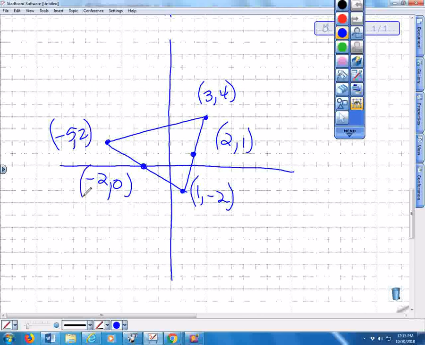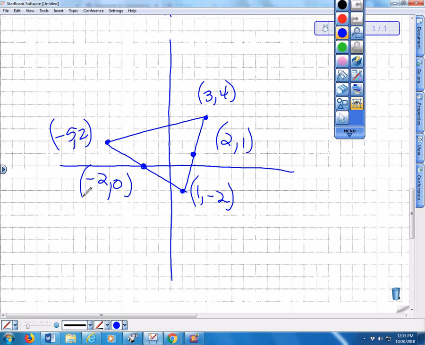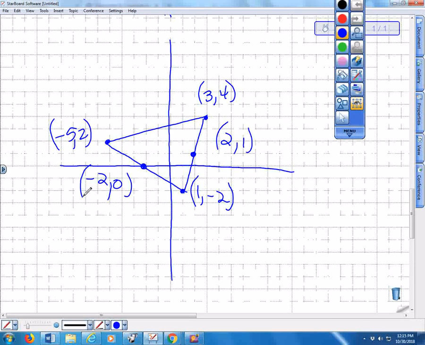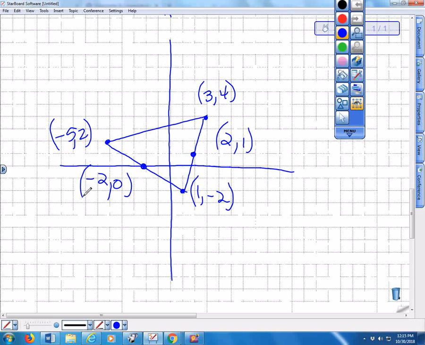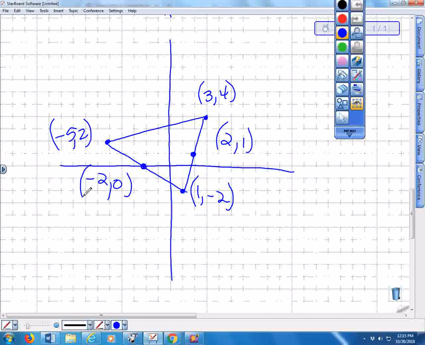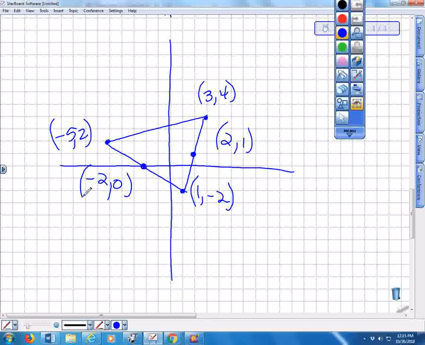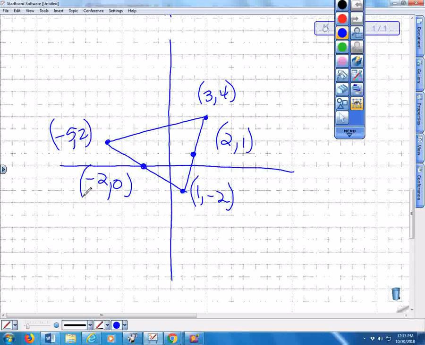Okay, so I've identified two midpoints. My goal here is to get the equation of the two perpendicular bisectors. Once I know the equation of those two lines, this is back to Algebra 1 stuff. Once I know the equation of those two lines, I'm going to set them equal to each other, because where they're equal is where that point is.